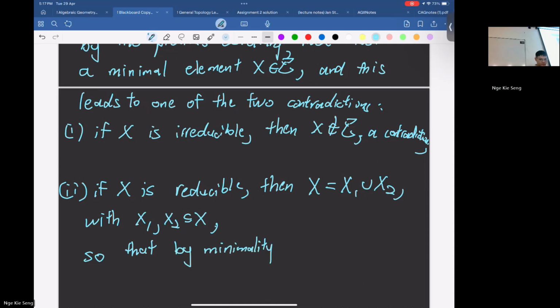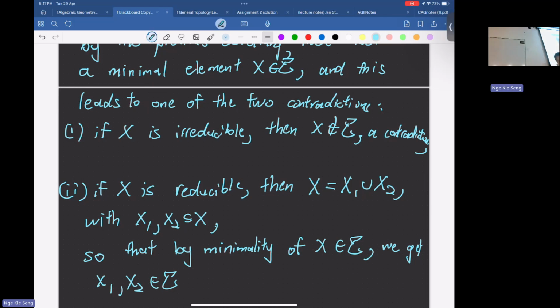So these two, X1 and X2, shouldn't live inside the set that has no decomposition, because X is already the minimal one. You found an even smaller one, and this smaller one shouldn't live inside sigma anymore, otherwise it contradicts this X. Sigma is everything that doesn't have a decomposition, so living outside sigma means this one has a decomposition.